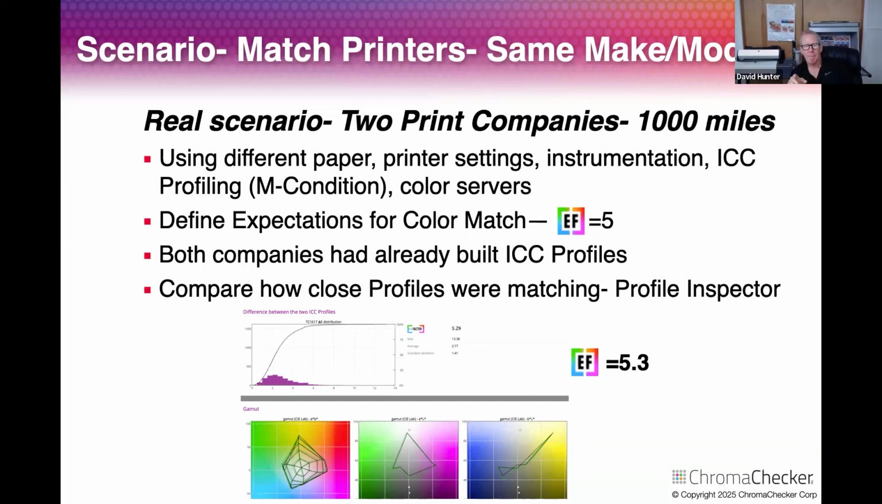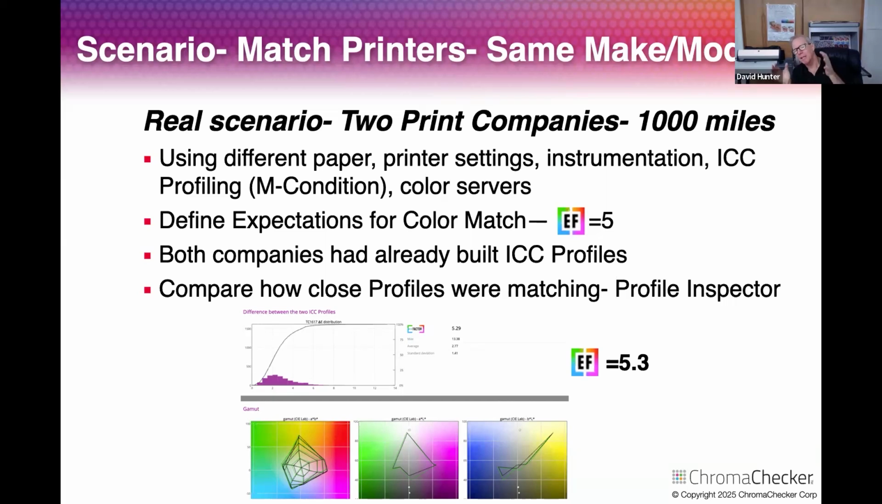So what I did was to see if we could leapfrog worrying about the different paper, different printer settings, different instrumentation, different M condition for the profiles. I had both companies submit their ICC profiles of how their printer, the same printer make and model, was printing in its native condition, i.e. the condition it was in when it was profiled. And I brought those profiles into ChromaChecker in Profile Inspector, and you can see the difference is a 5.29. And so essentially a 5.3 E factor.